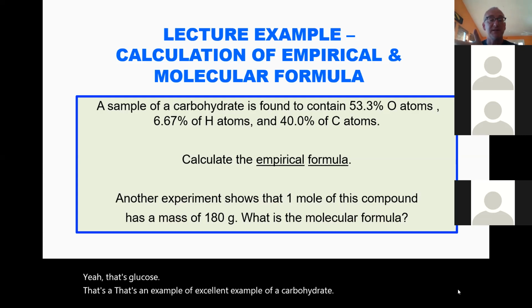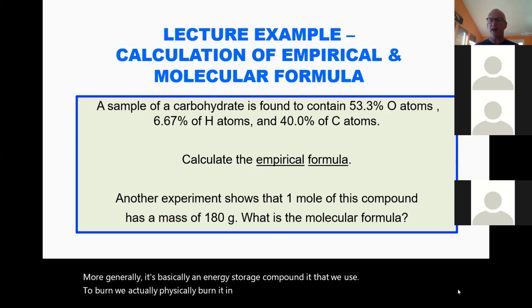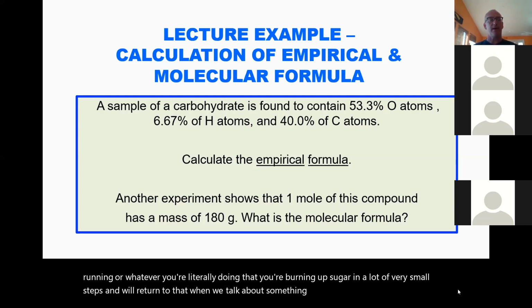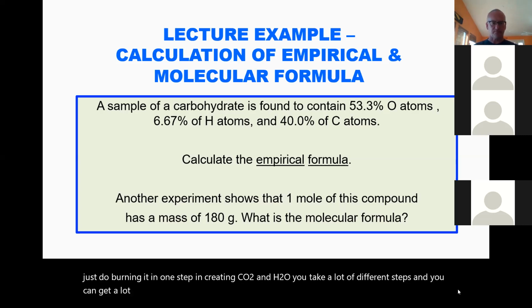More generally, it's basically an energy storage compound that we use to burn. We actually physically burn it in our bodies. When you say you're burning calories by running or whatever you're doing, you're literally doing that. You're burning up sugar in a lot of very small steps. And we'll return to that when we talk about Hess's law, where instead of just burning it in one step and creating CO2 and H2O, you take a lot of different steps and you can get a lot more energy out of it.